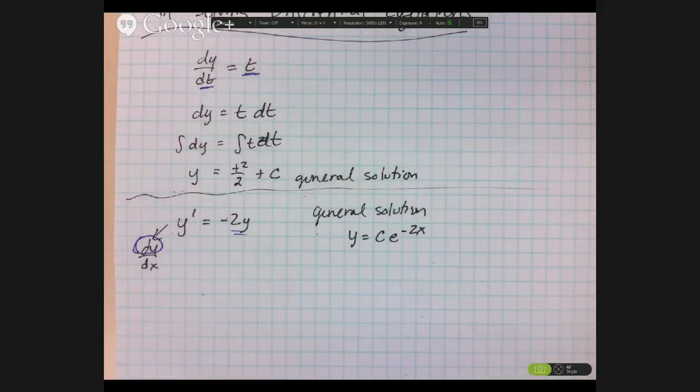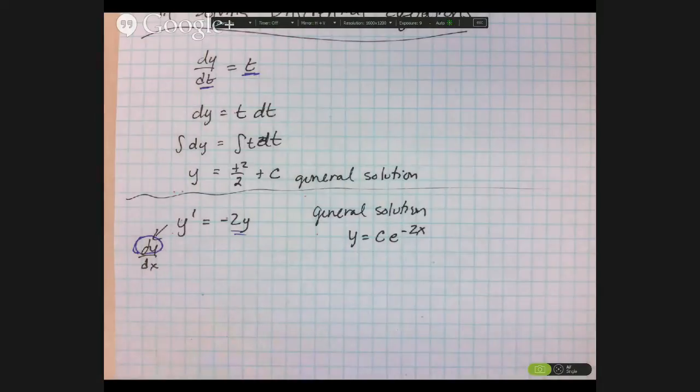Yeah, it's a constant, any number. Tomorrow we're going to go over how to figure that number out. No, it's any number. It could be 2, it could be pi, it could be -5.